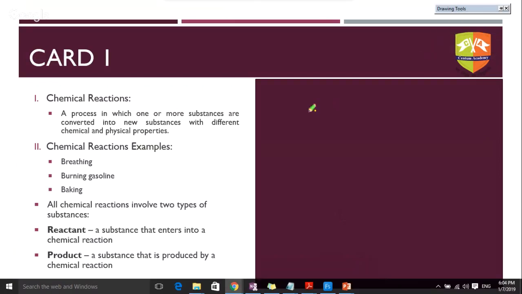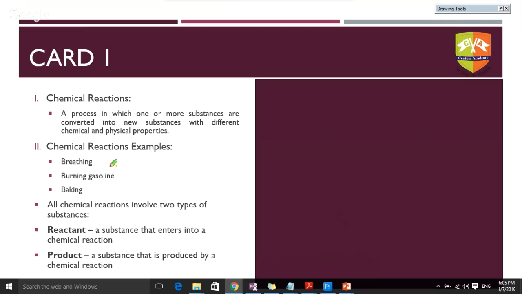We will begin with understanding what chemical reactions are. A chemical reaction is a process in which one or more substances get converted into different new substances. When we say new substances, they essentially have two distinct properties: their chemical properties change as well as their physical properties change. When these two properties change, we obviously have a new substance produced, and the process which makes these new substances is called a chemical reaction.